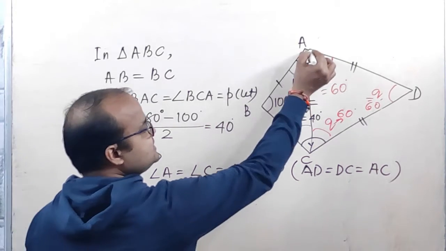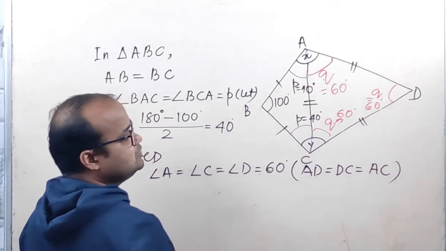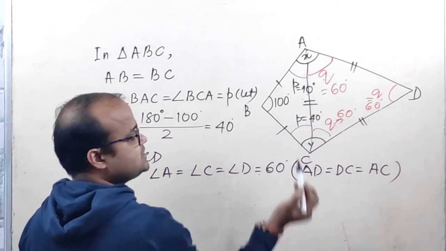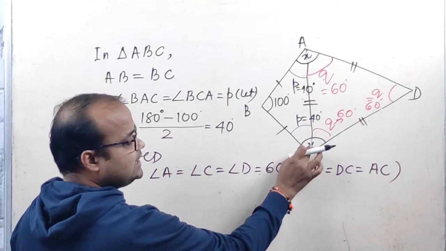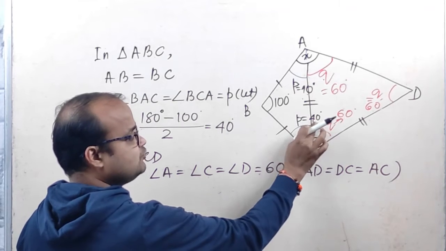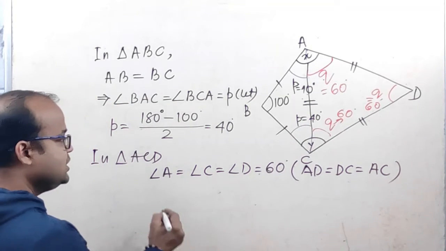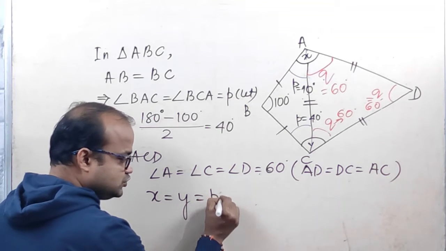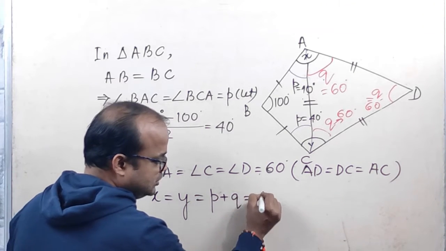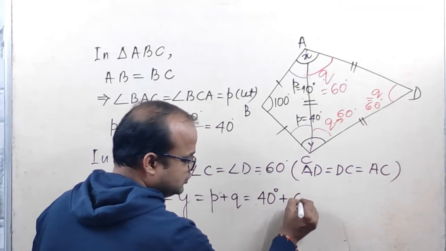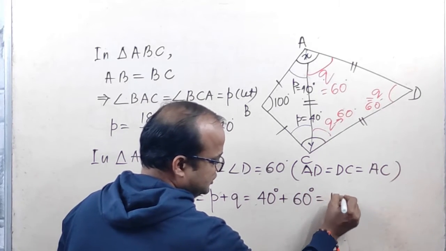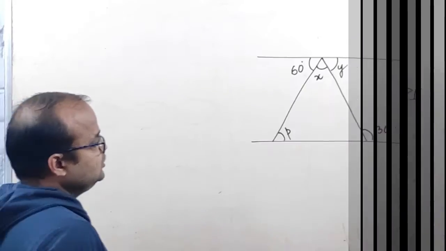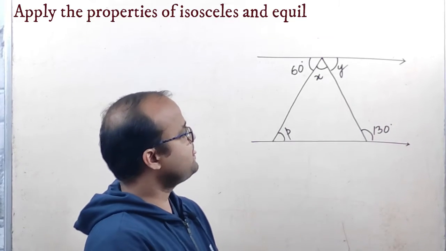So X is the sum of P plus Q and it is equal to 40 plus 60. Same way, Y is the sum of P plus Q, which is equal to 40 plus 60. So we can say that X equals Y equals P plus Q, and the value of P is 40, Q is 60, this is equal to 100 degree. Now moving into the next problem.